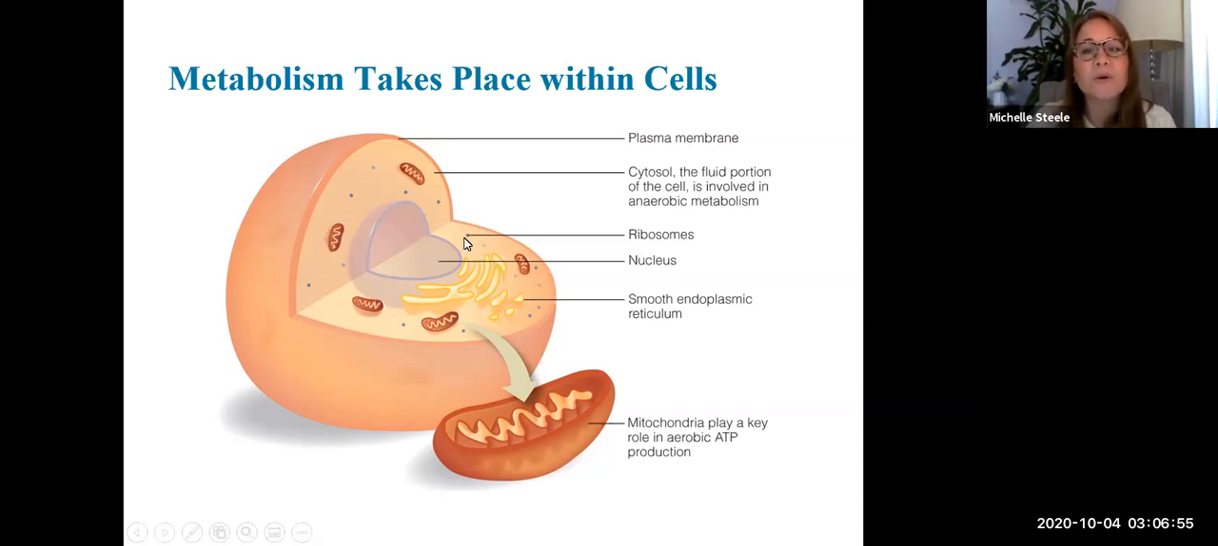We have some other organelles like the ribosomes, the nucleus, some smooth endoplasmic reticulum. But look here at this kidney-shaped organelle. This is known as the mitochondria. Mitochondria play a key role in that aerobic production of energy, meaning requiring oxygen. You can think of the mitochondria as the powerhouse of the cell because it's creating the power for the cell to carry out its necessary reactions. Okay?